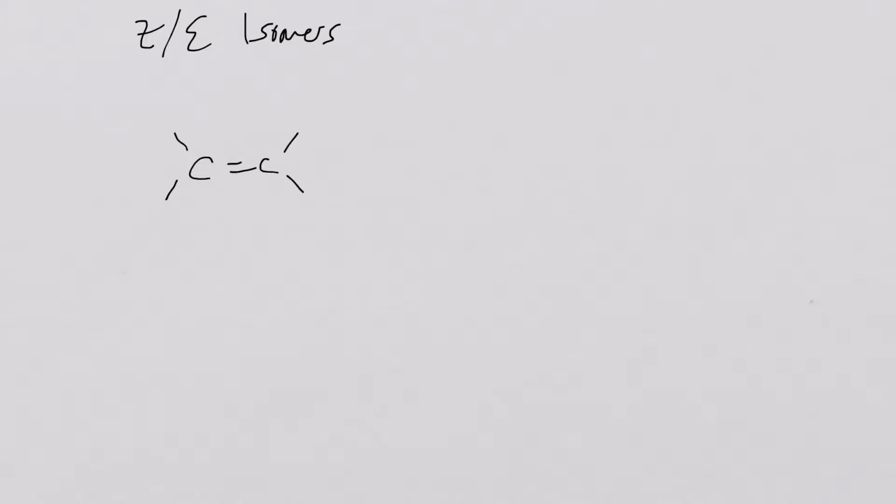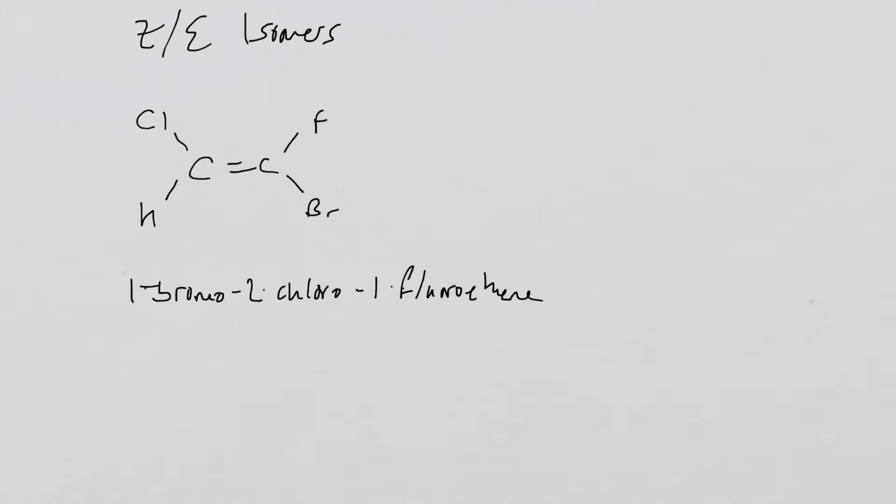Okay, so we're starting with the same basic alkene structure, and I'm going to look at 4 different constituents here: H, Cl, Br, and F. So this would be called 1-bromo-2-chloro-1-fluoroethene. It's done in alphabetical order: B, C, followed by F. Bromine is on carbon number 1, chlorine is on carbon number 2, and fluorine is on carbon number 1.